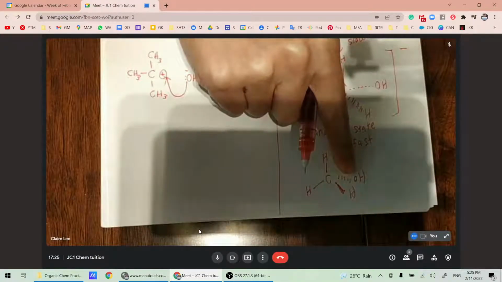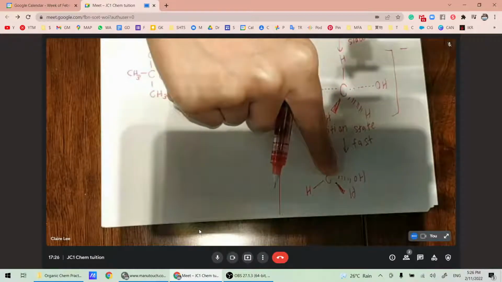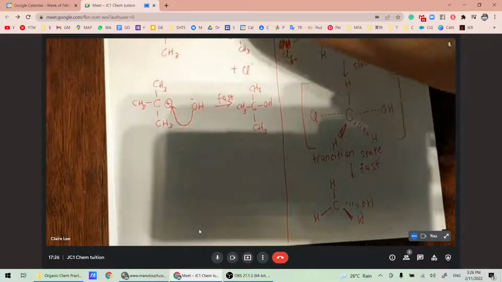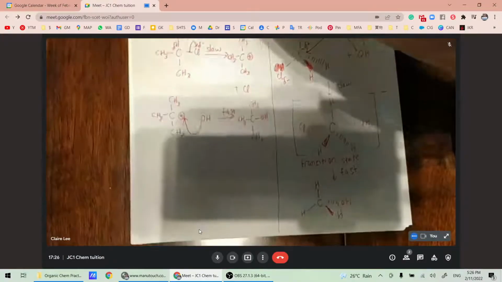Okay, so via the fast step, the OH joins in via the backside attack, and the chlorine leaves as a Cl minus. We should have written a plus Cl minus here, but looks like I did not.